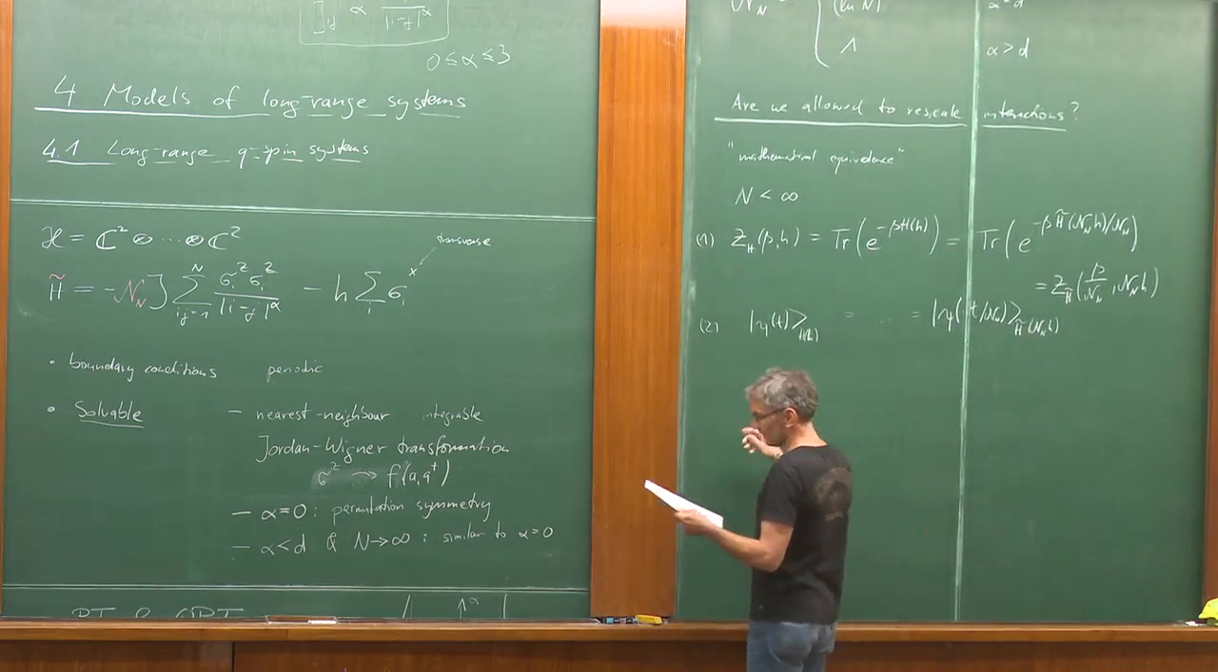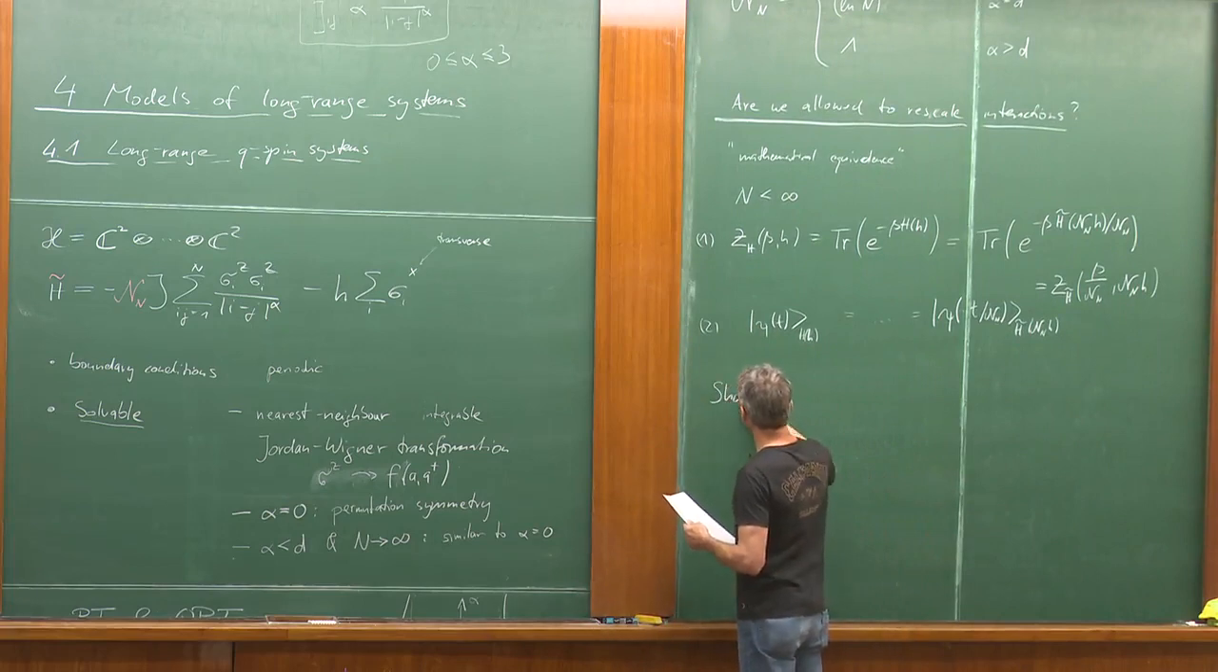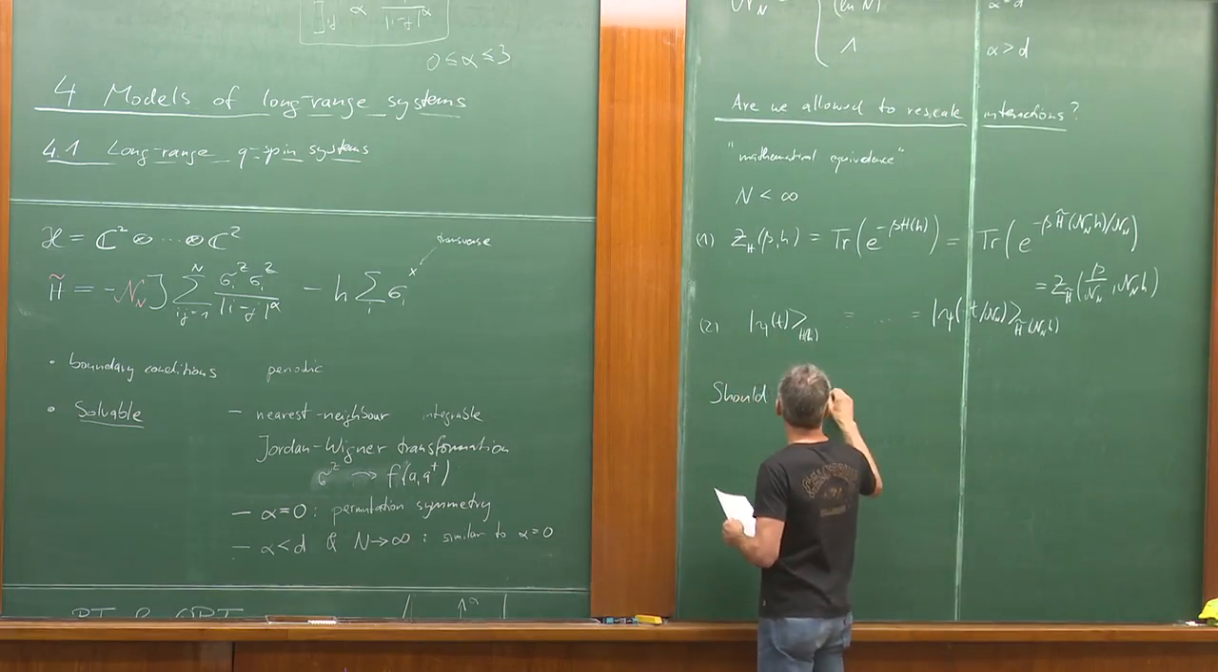So time's always running up. Question part 2. Should we rescale interactions?